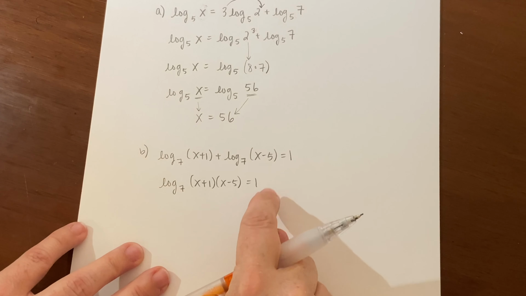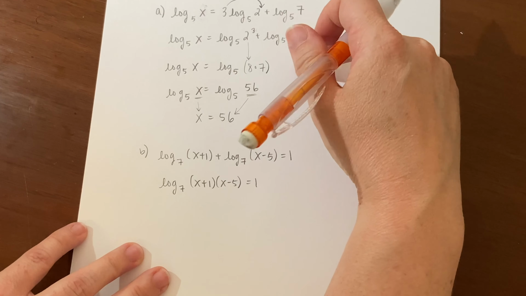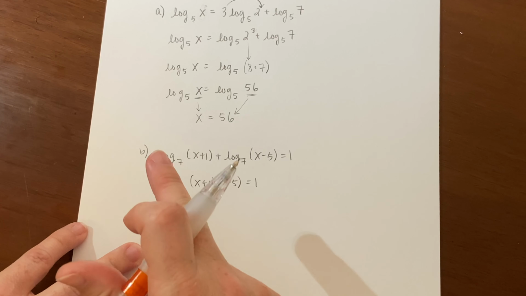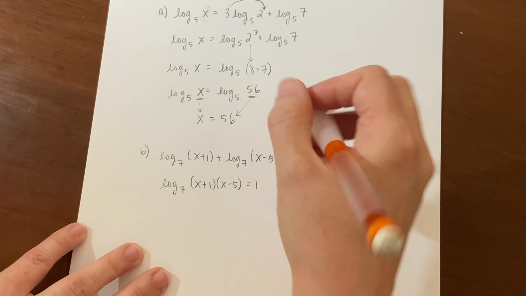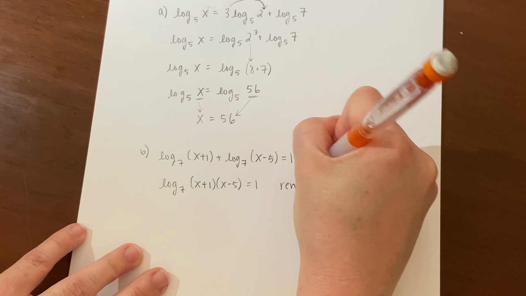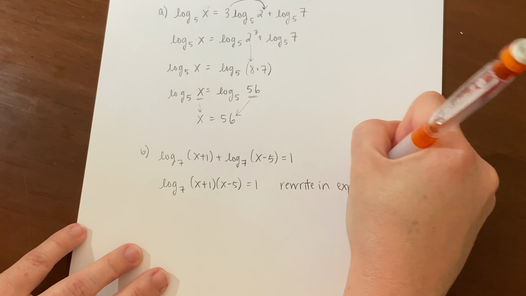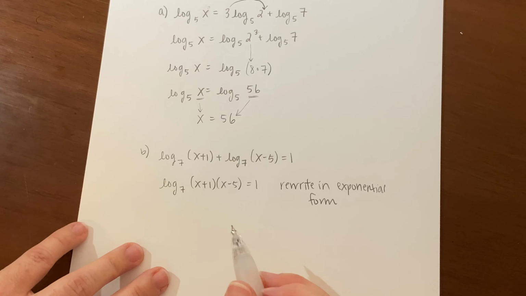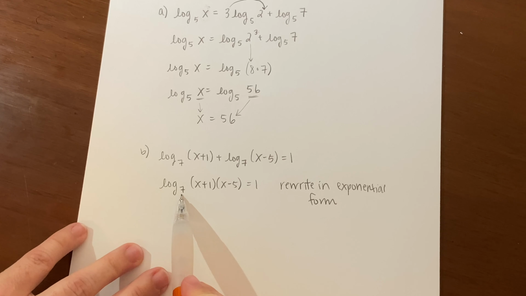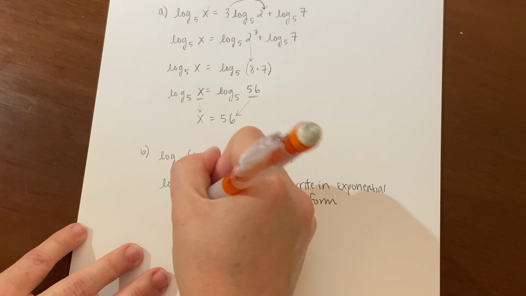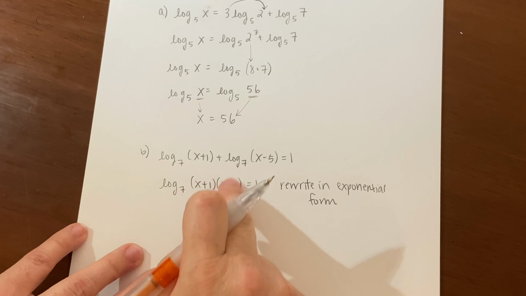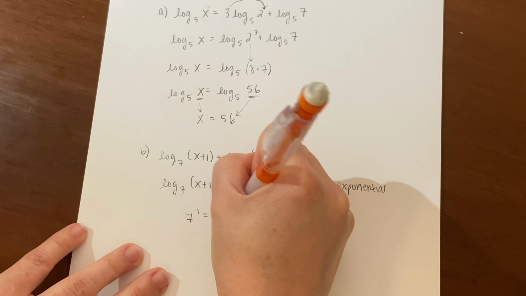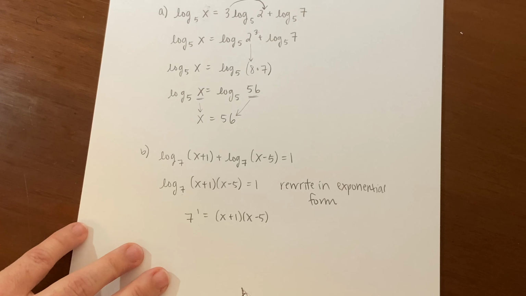All right, now I don't have a log over here on the other side. So in example A, I had log to log, so I could drop the logs. In example B, I don't have a log compared to a log. So for this one, I'm going to rewrite it in exponential form. So you have to remember how that goes from earlier in the chapter. The base stays the base and the others switch place. So the 7 is still the base. And then this part is going to switch places with this part. So 7 to the first equals x plus 1 times x minus 5.